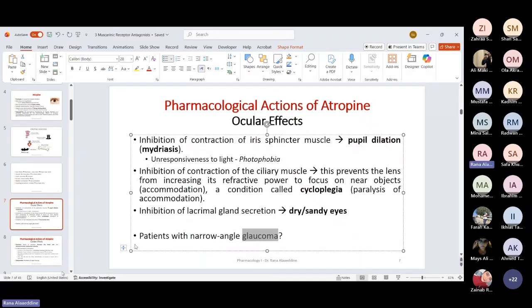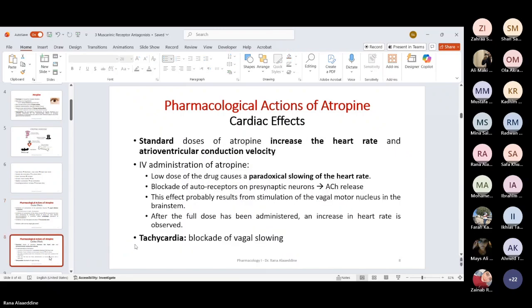This is the first effect. Do you have anything to mention here? Do you have any questions? Okay, let's talk about the effect on the heart.